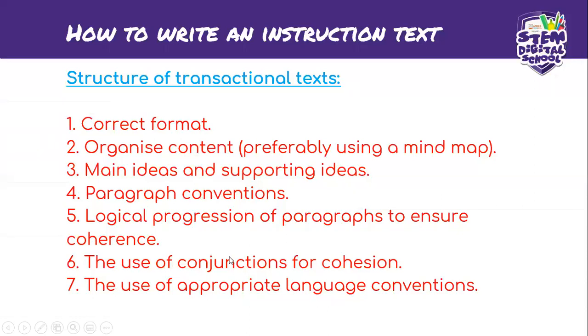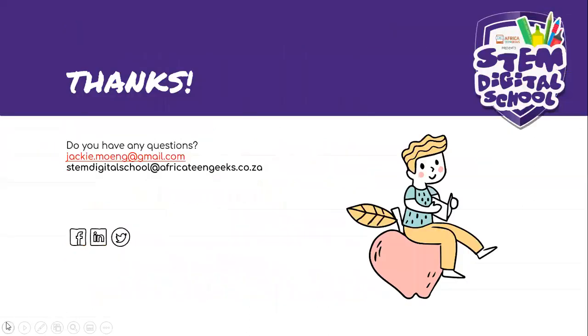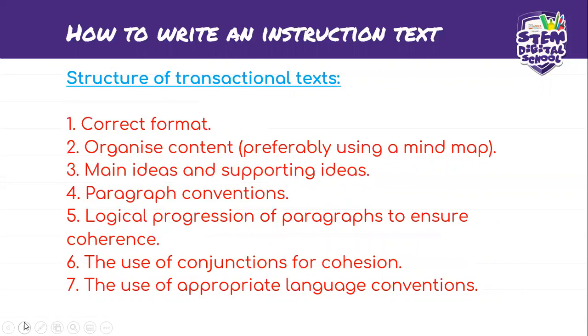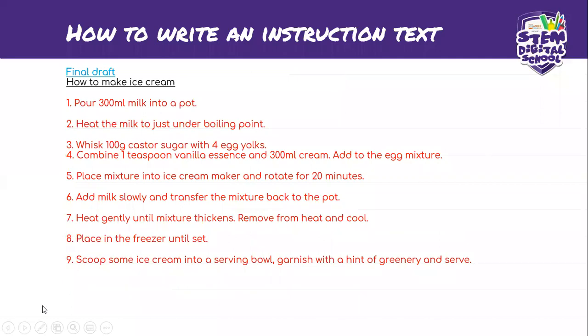Then 6, the use of conjunctions for cohesion. Let's see, are there any conjunctions here? Yes, there is a conjunction here. In step number 5, add place mixture into ice cream maker and rotate for 20 minutes. So you see that we make sure that our things are coherent and in order. And then make sure to use appropriate language conventions. Make sure that you do not use slang, use formal language. Write everything in full, so that everyone can understand what they are going to read from you.